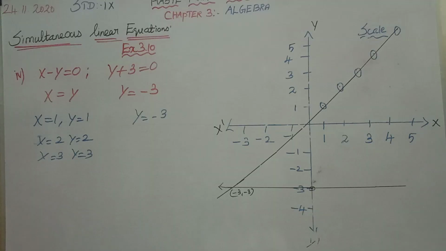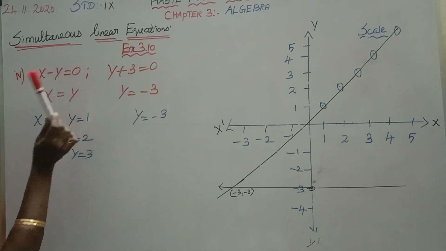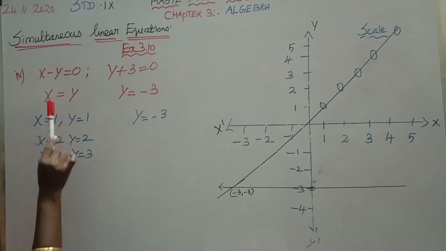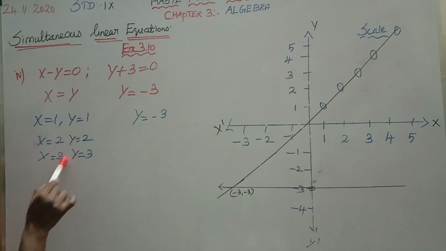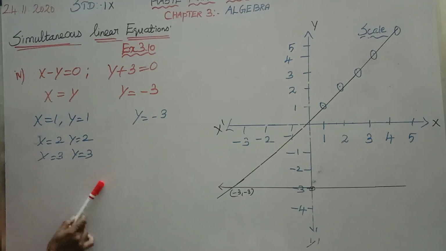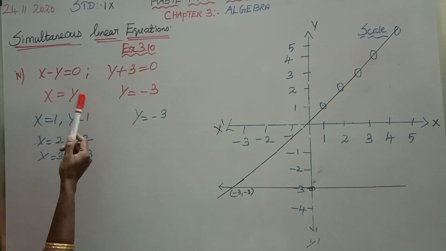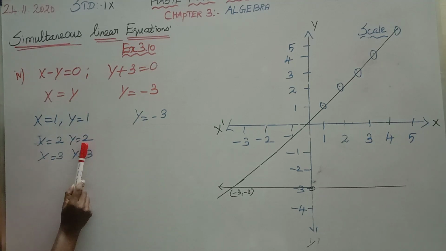Fourth sum: x minus y equal to 0 and y plus 3 equal to 0. So x minus y equal to 0, what is the meaning? x is equal to y. That is, whatever values you take for x, you get the same value for y. x equal to 1 means y equal to 1, because x is equal to y, it is given. x equal to 2 means y equal to 2. x equal to 3 means y equal to 3.